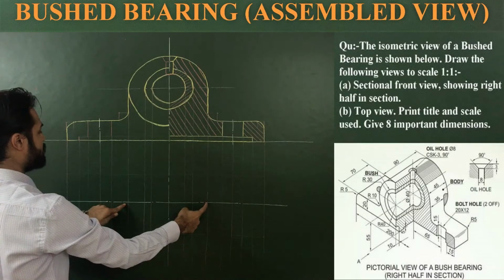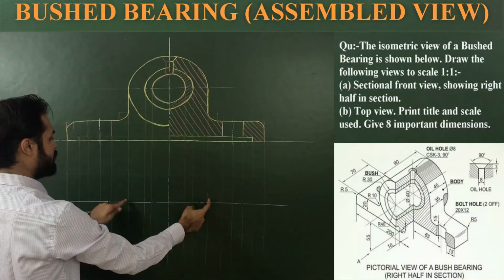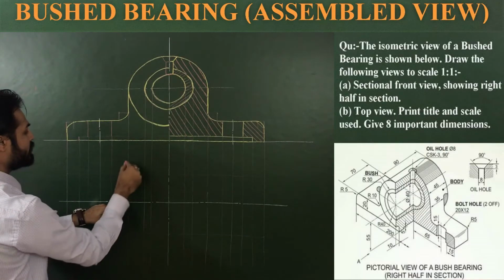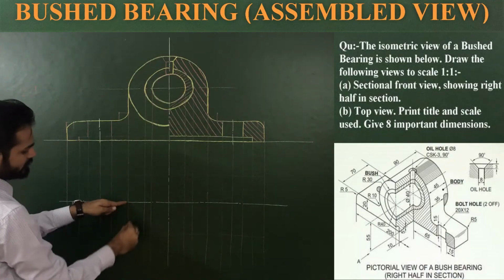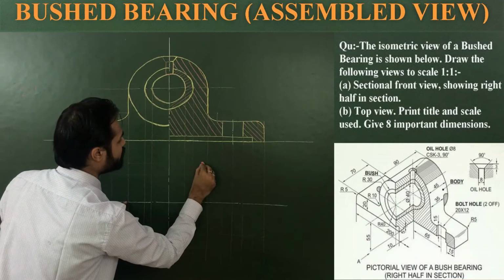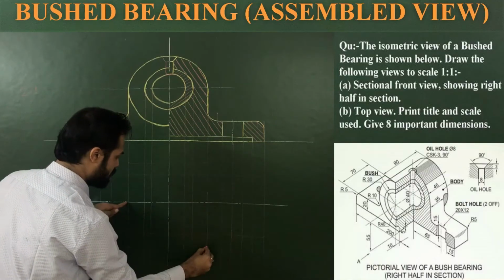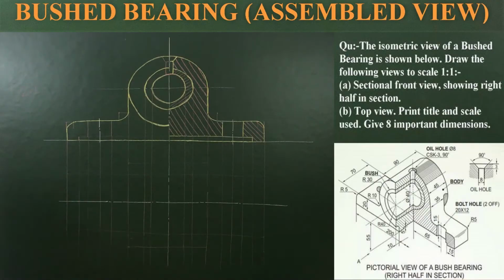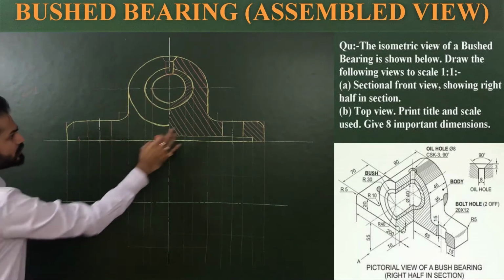Up to these projectors for 90, half of 90 is 45, half of 90 is 45. So from this point again, half of 90 is 45, half of 90 is 45. Similarly here, half of 45, half of 45. Right, and then we have bolt holes.